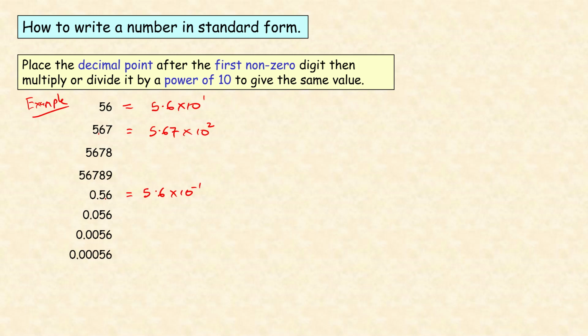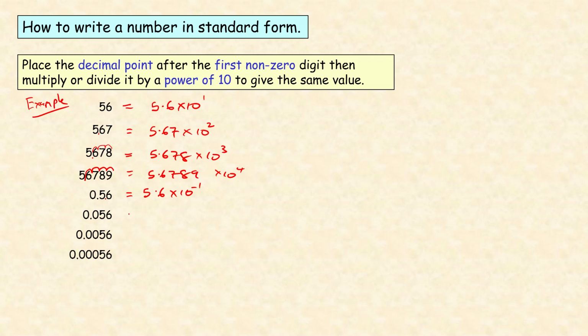Okay, so let's see if we're right. On this one here, I'm going to put my decimal point there. So I'm going to count forward 1, 2, 3. So 5.678 times 10 to the power of 3. So I'm going to put a decimal point here and count forwards 1, 2, 3, 4. So it'll be 5.6789 times 10 to the power of 4.